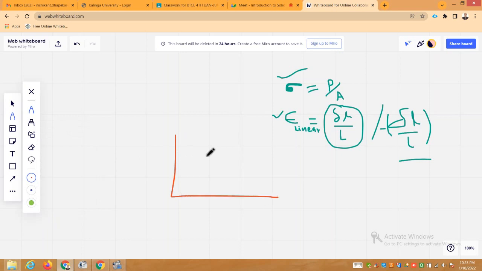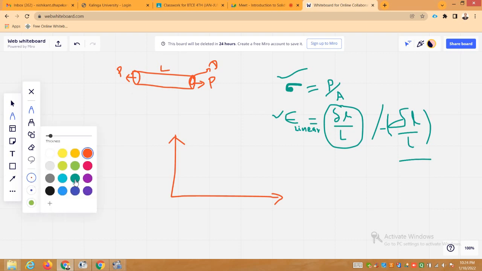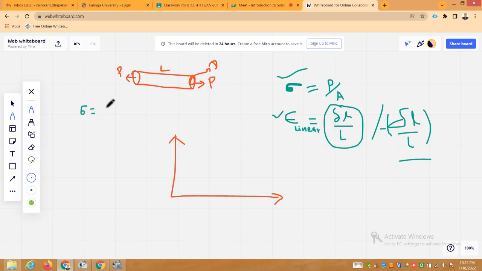So if you try to plot a graph, suppose this is a circular rod I am considering, and this circular rod is subjected to axial pull, which I am abbreviating by P, and suppose the length is L and the diameter of this rod is D. Because of this load, definitely this rod will be pulled, and initially the stresses developed because of this load, because stress is a function of load.